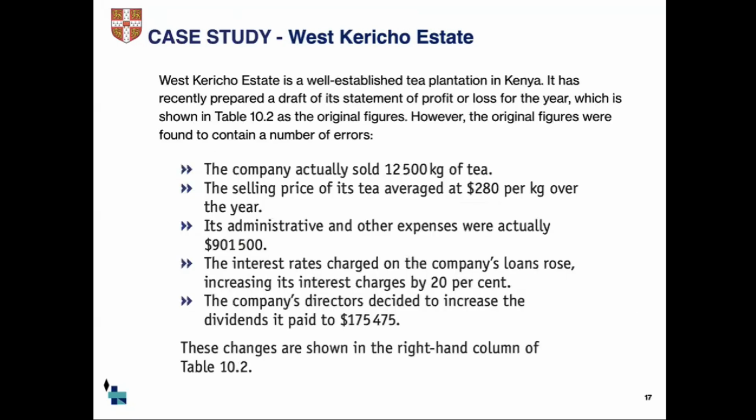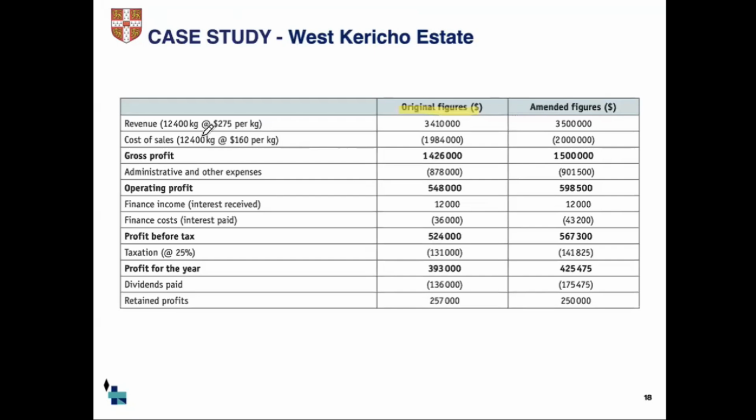Tea. All right, so it's a tea plantation. They are selling 12,400 kilograms of tea, and this is the price per kilogram. The price is $275 per kilogram. And its cost of sales for the 12,400 kilograms is at $160 per kilogram.